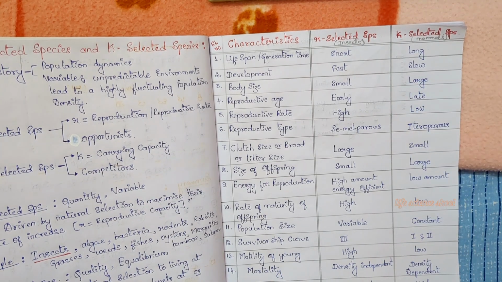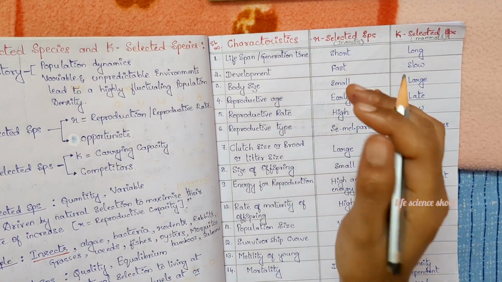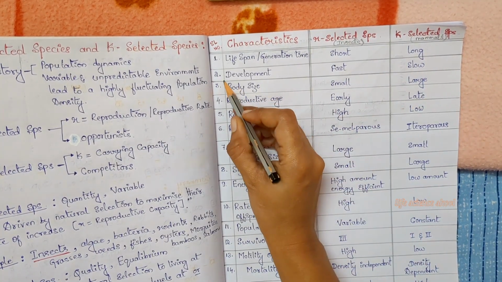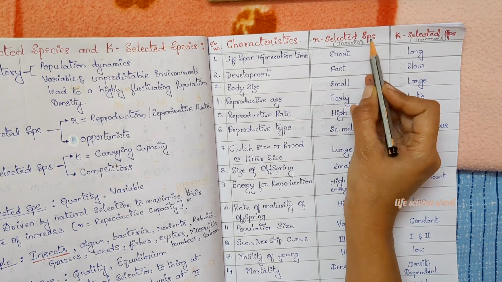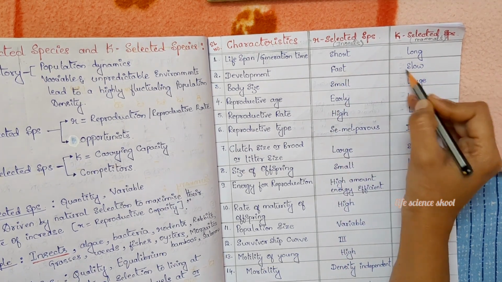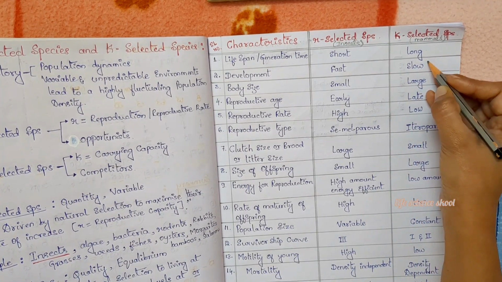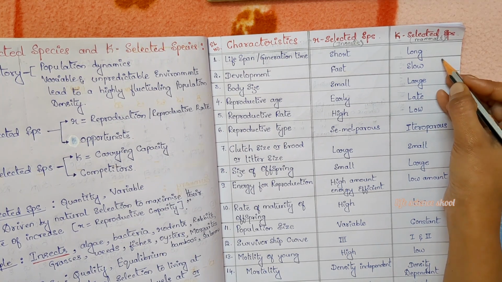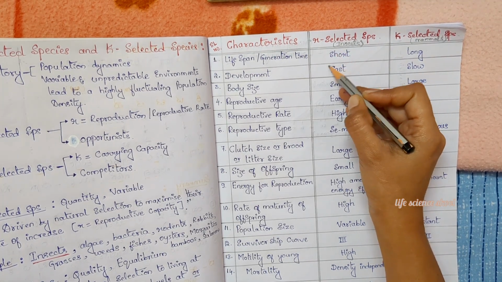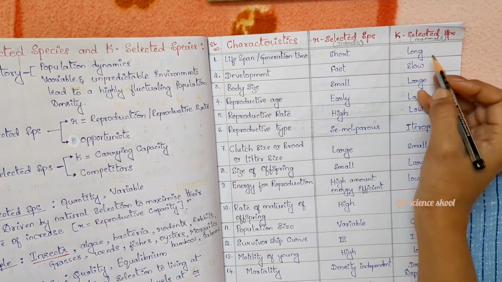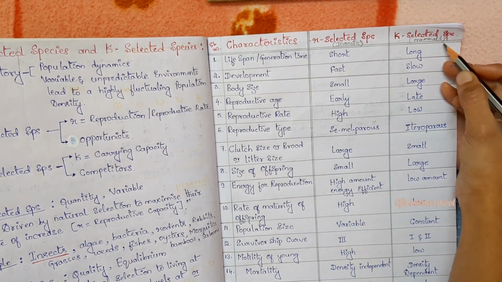Now after giving this example, I'm hoping you are feeling easy, you are understanding, and you are able to write this in the examination very well. Second, development. How will the development of r-selected and K-selected species be? R-selected species, fast. K-selected species, slow. If you remember the human, it takes a very long time to go through childhood, teenage, adulthood, middle age, and then old age. Because of the short lifespan, the development is also very fast in r-selected species. Here development is slow. Coming to body size, if you remember the insect, how will the size be? Small. Mammal, large.